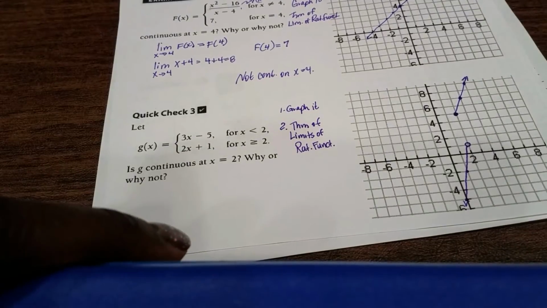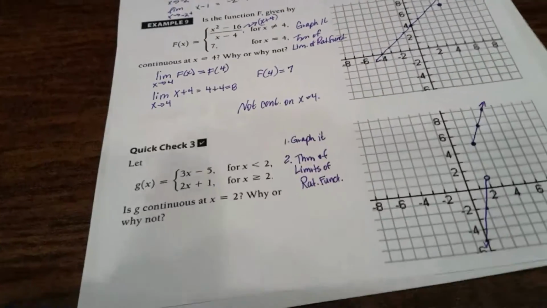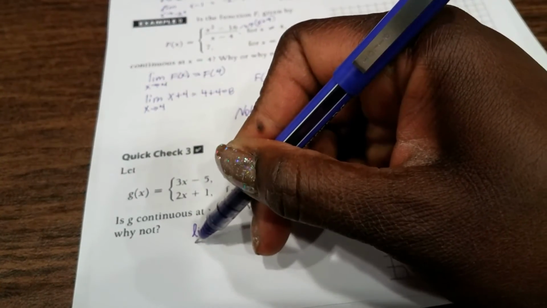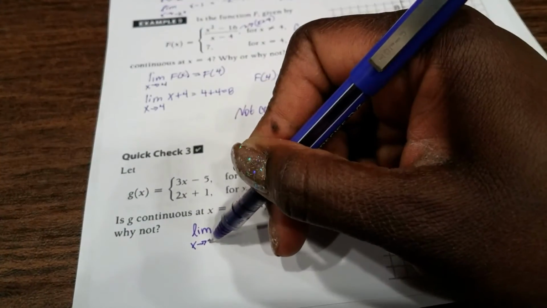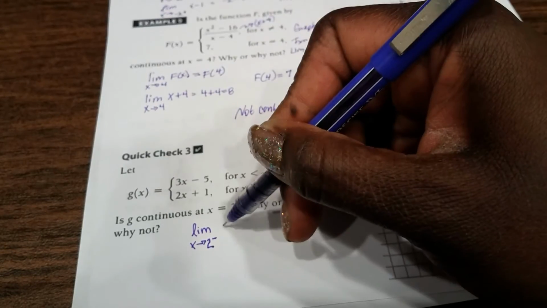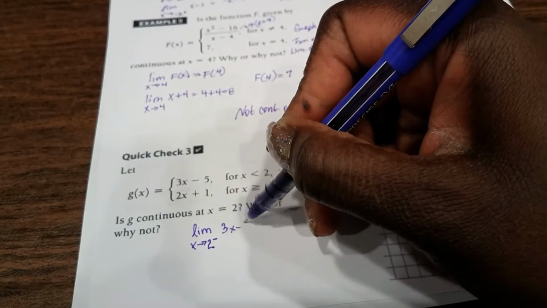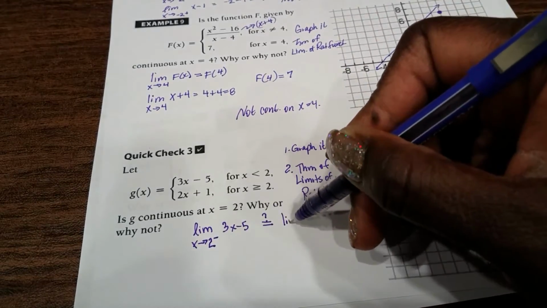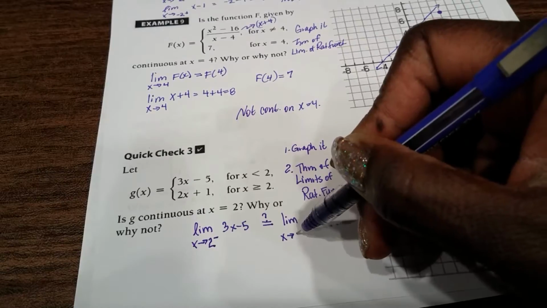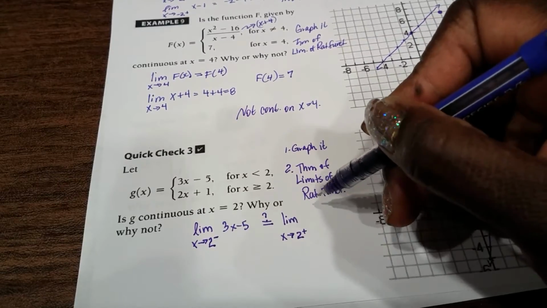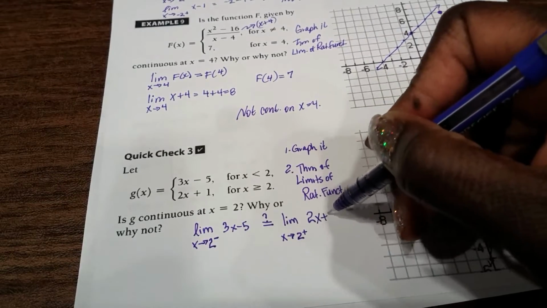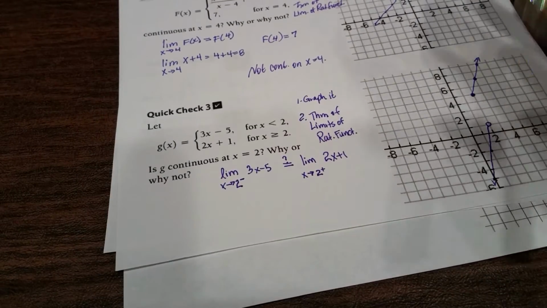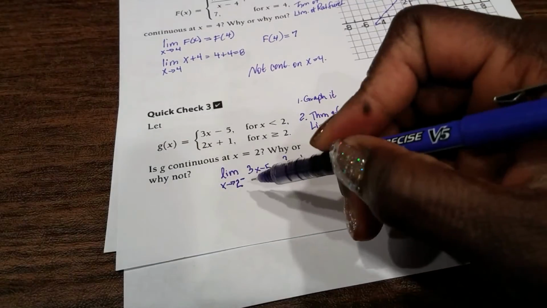Now that we've graphed it, we need to see if we can tell whether the limit as x goes to 2 from the left of 3x minus 5 is equal to the limit as x goes to 2 from the right of the function 2x plus 1. All right, let's take a look. I'm hoping that it's going to be continuous, but it might not.